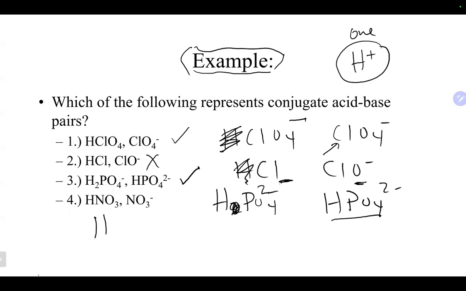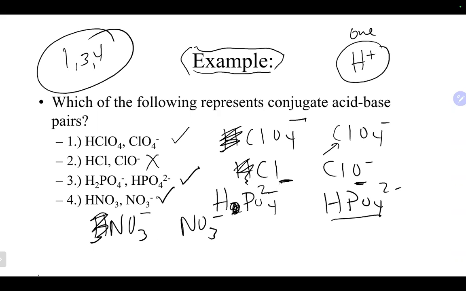And lastly here, HNO3 and NO3 minus, once again, scribbling out that H, and then also becoming one more negative. I see they match, so they are pairs as well. So it looks like it is 1, 3, and 4 are all pairs in this case. Any questions on that there? Okay, we will stop here for today.